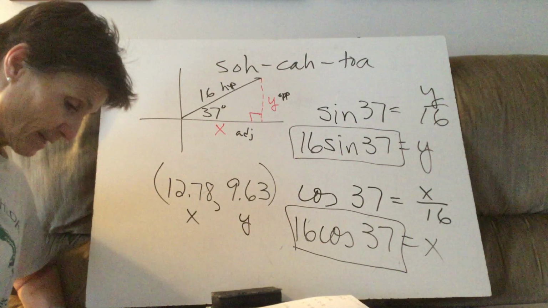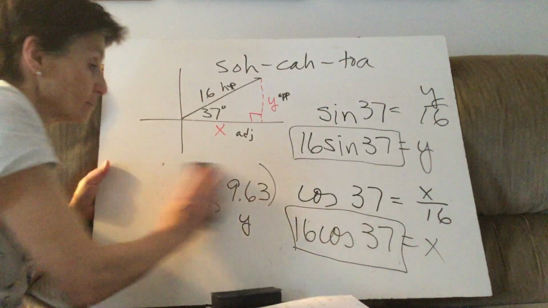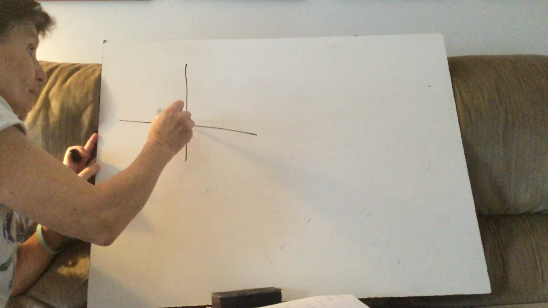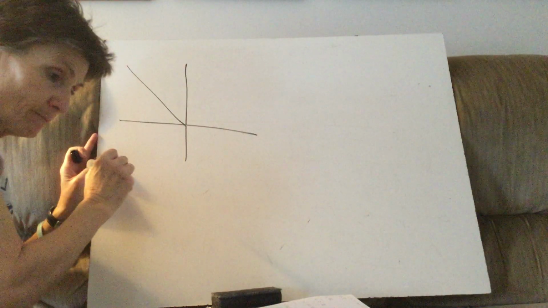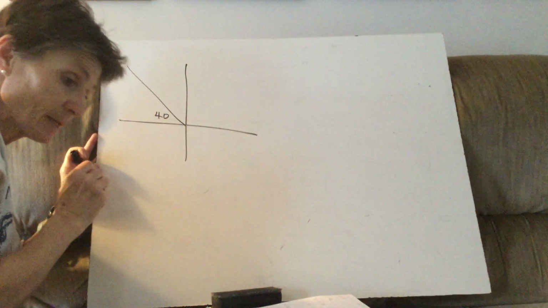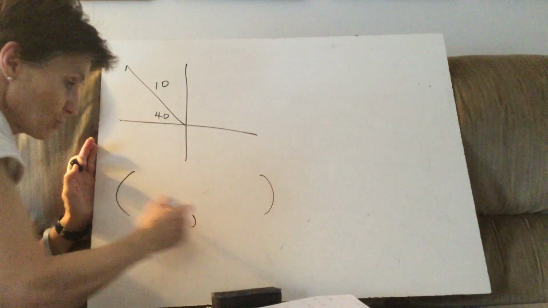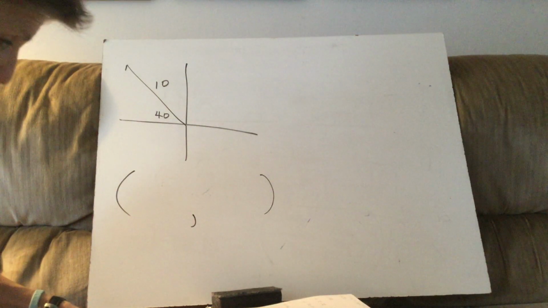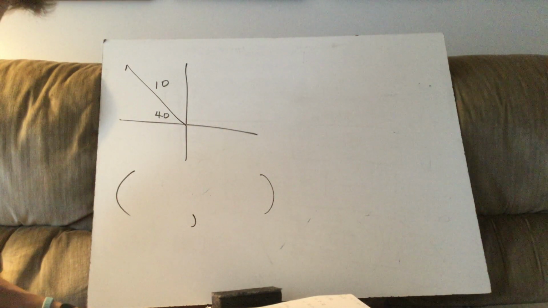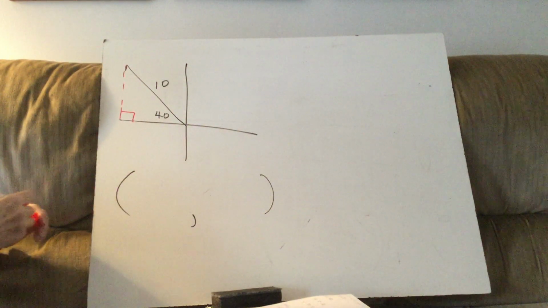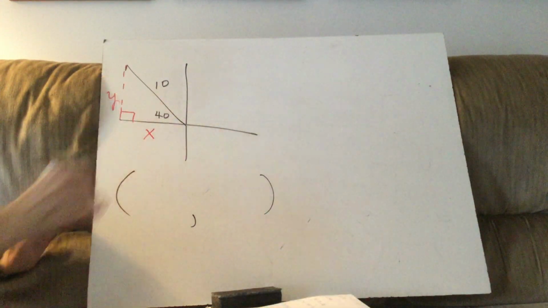Okay. All right, so let's look at the next one now. Same exact problem, different picture. This time, this is a 40, and this is a 10. And we want to find the coordinates again, just like before. Okay, so you know what to do. You're going to drop your perpendicular straight down. This is your x, this is your y.